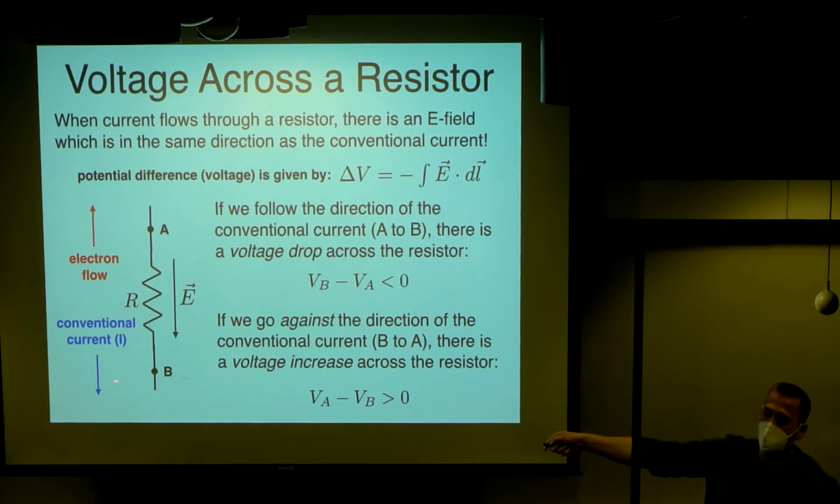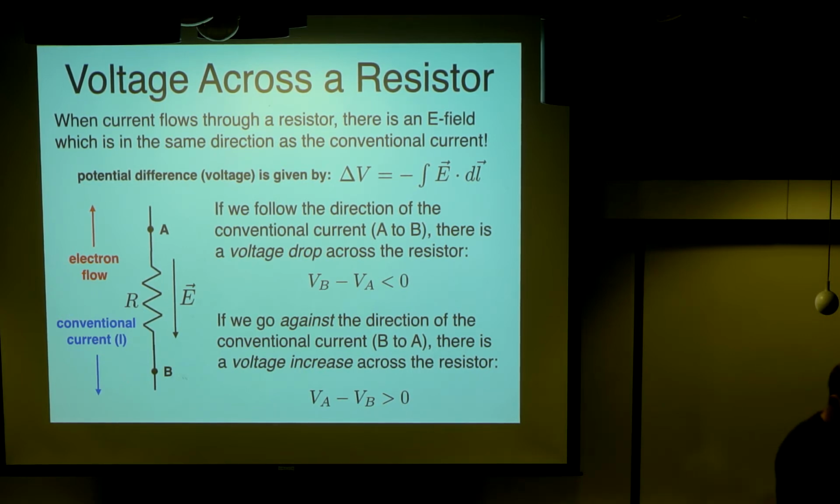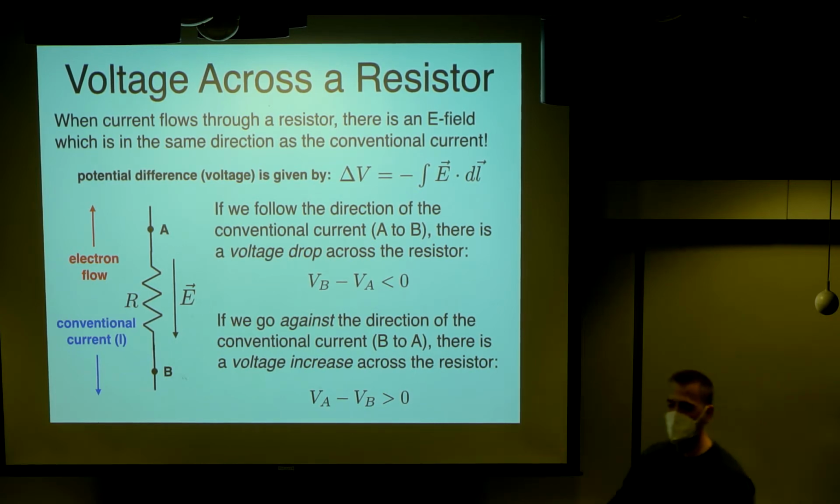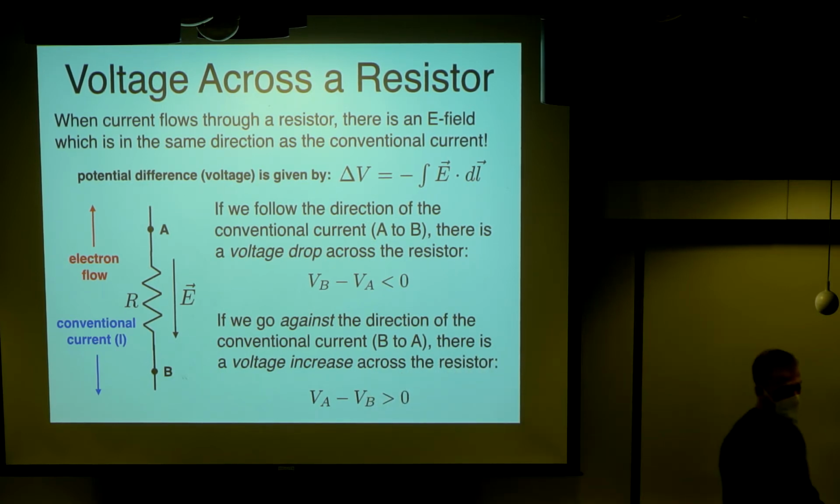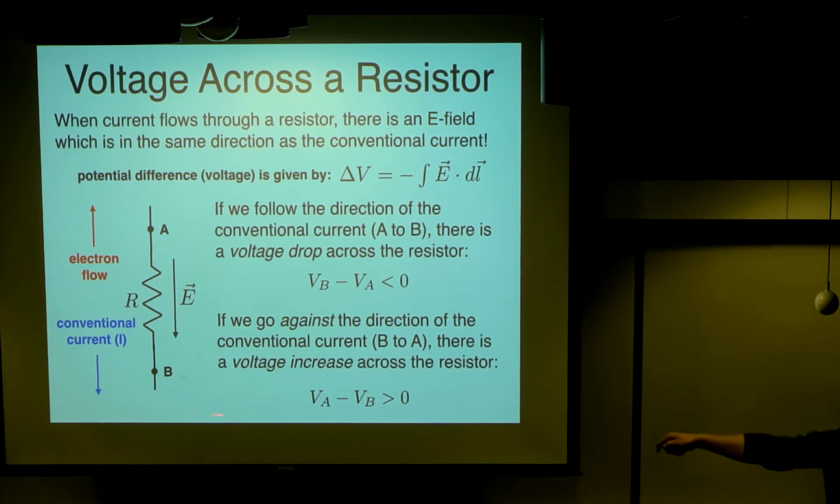If we started at point B and ended up at point A, what direction would we be going in? We'd be going against the E field, correct? And what is the sign of a potential difference if you're going against the E field? Positive. Now it's positive, right? So if you go against the conventional current, there is a gain or an increase in voltage going in that direction.